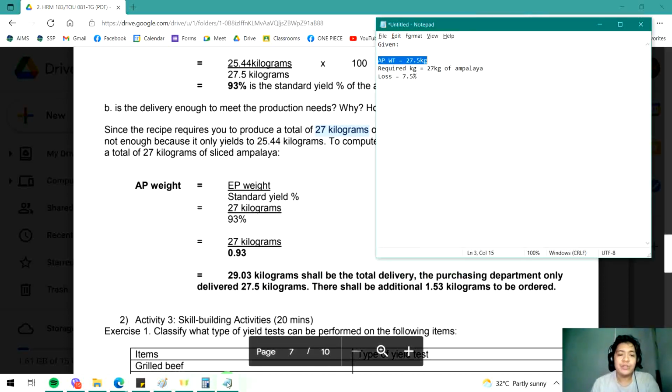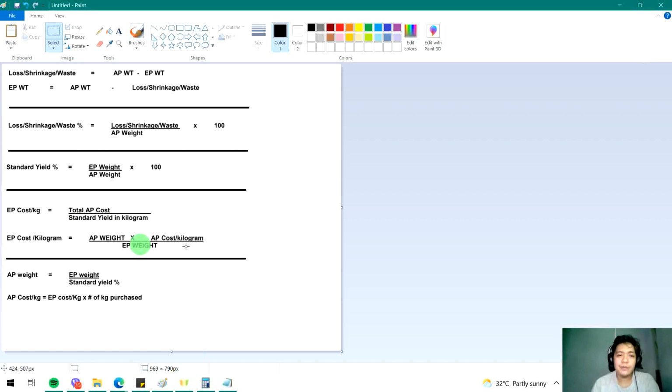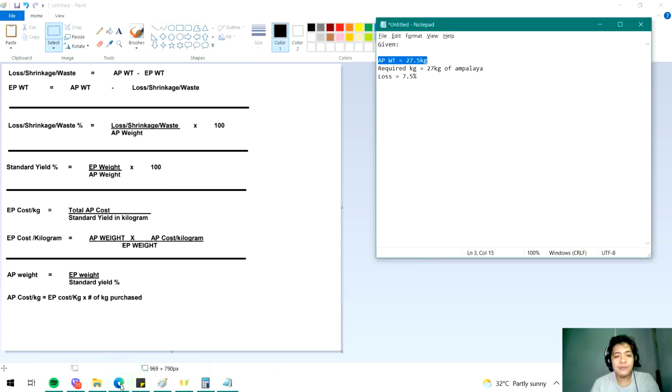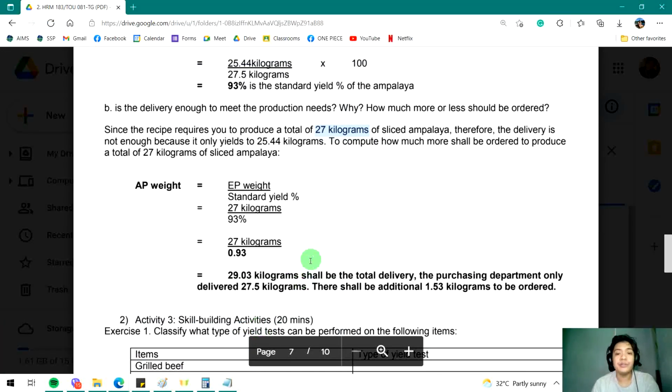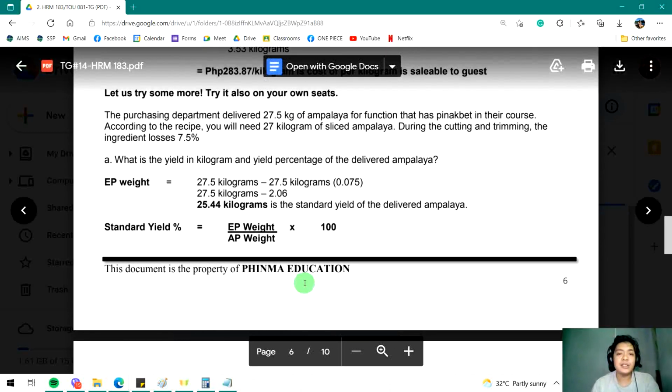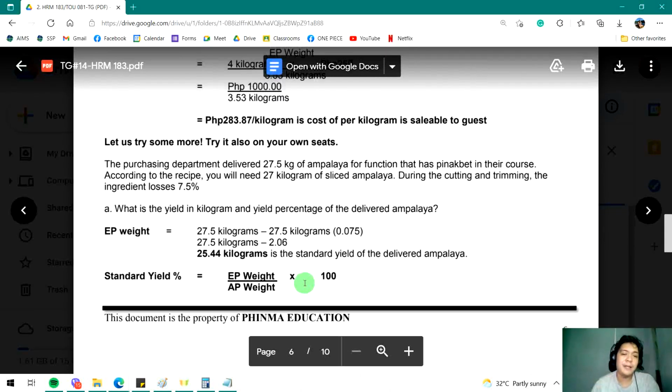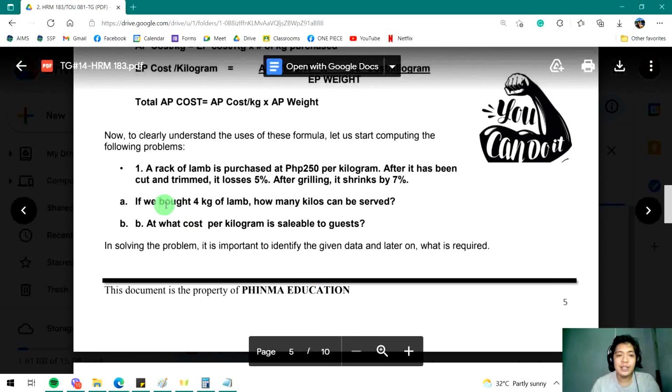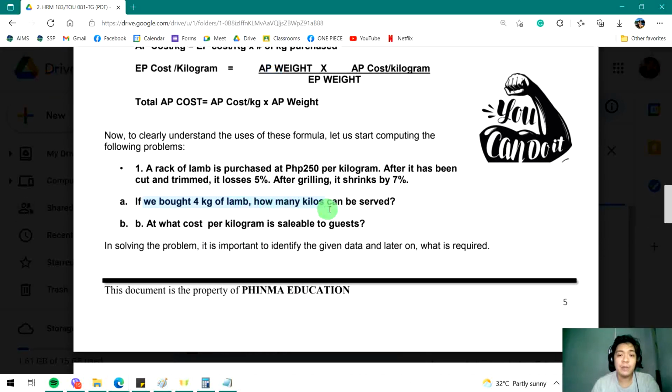So, I hope kahit paano naintindihan nyo, no, yung paggamit ng formulas natin. Again, you don't really have to memorize every formula. What we really have to do is to understand how the formula works and what to look for in the problem. Nakalagay dito, if we bought 4 kilograms of lamb, how many kilos can be served? Ibig sabihin, EP weight ang hinahanap. Kasi served, how many kilos can be served? Ibig sabihin, kailangan na-cut, na-trim, at naluto na yung rack of lamb. So, ibig sabihin, EP weight ang hinahanap.